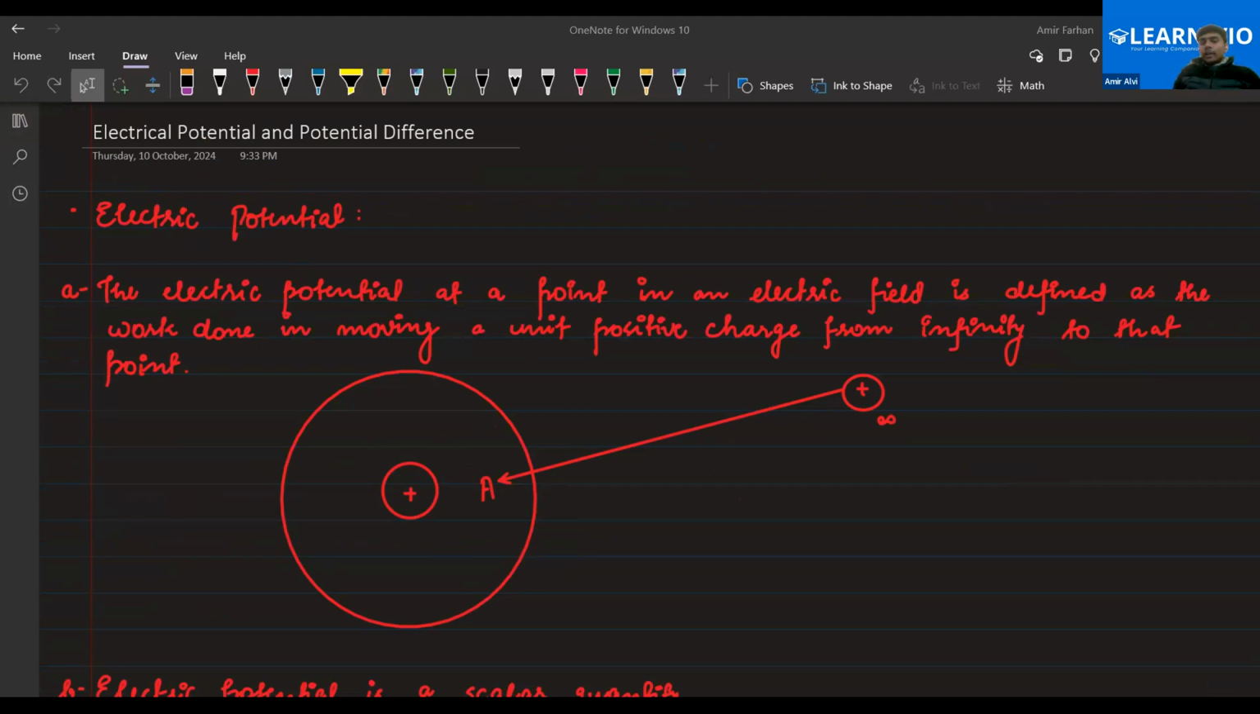So if you try to bring one more electron into this region, you have to do some work, because this electron is placed at infinity. If you are carrying something, you will do some work. Yes or no?